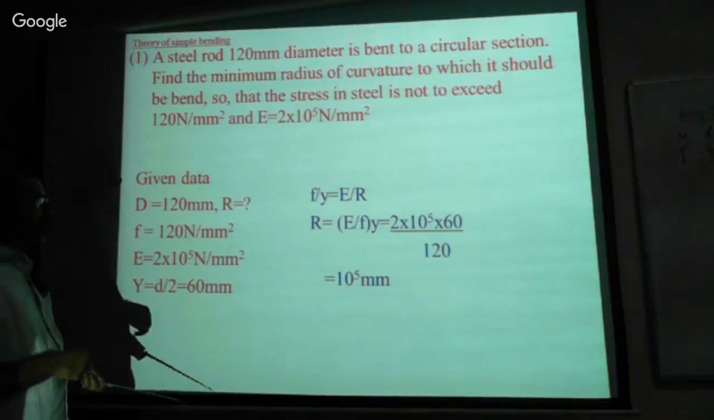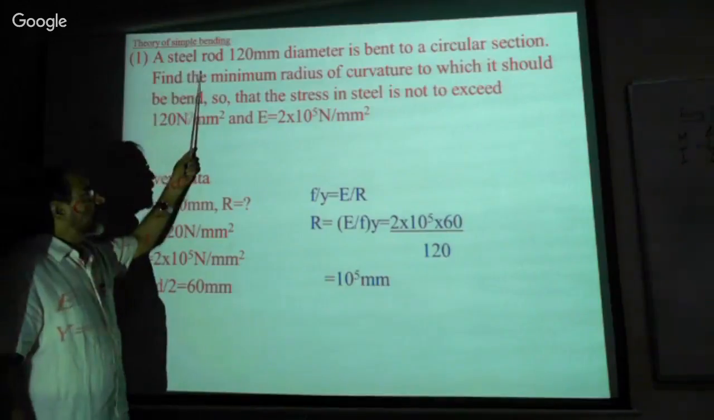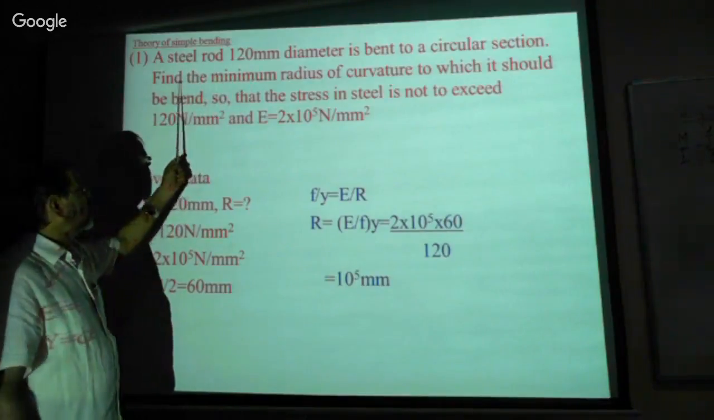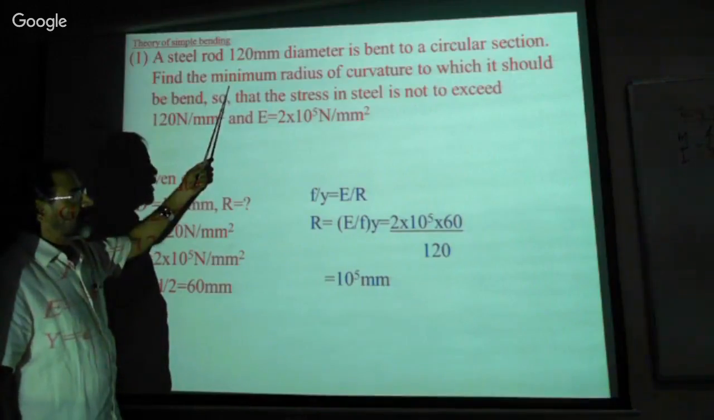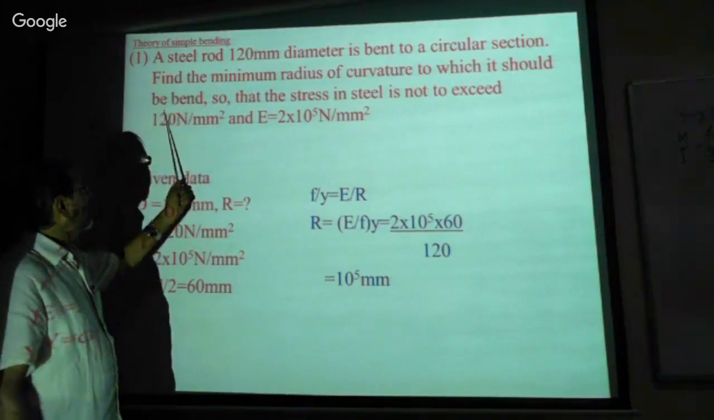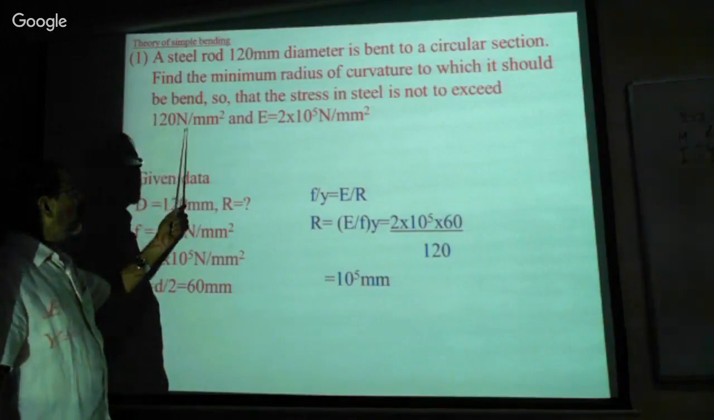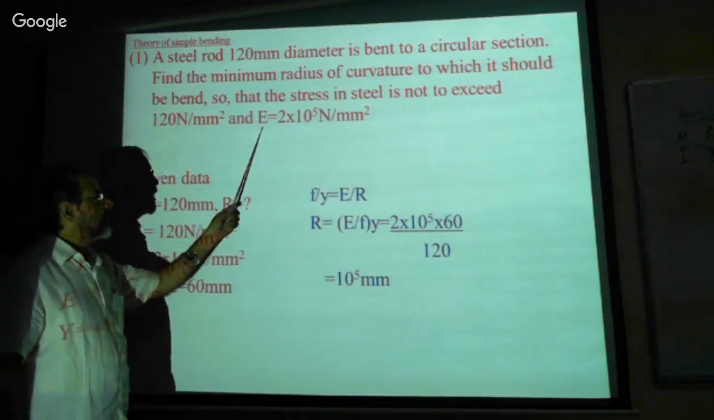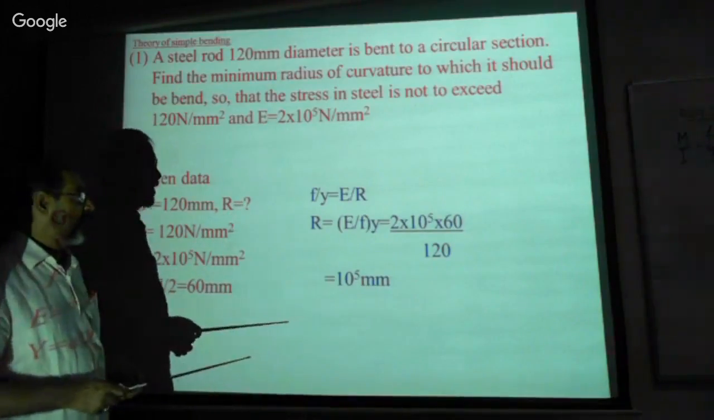Now let us solve a few problems. In this problem, a steel rod 120 mm diameter is bent to a circular section. Find the minimum radius of curvature to which it should be bent so that the stress in steel does not exceed 120 newtons per millimeter square, given that E is equal to 2 into 10 to the power of 5 newtons per millimeter square.